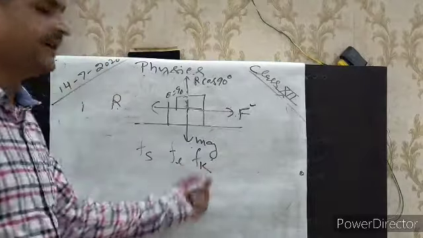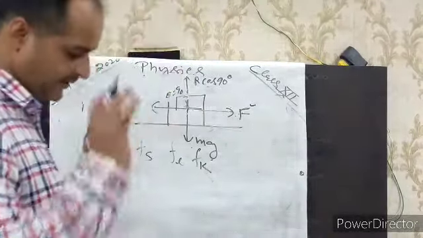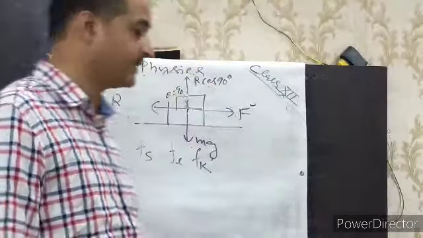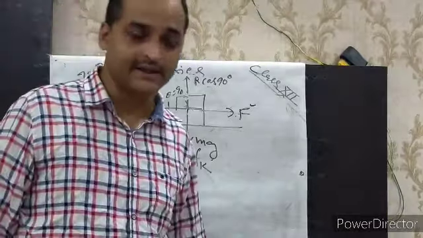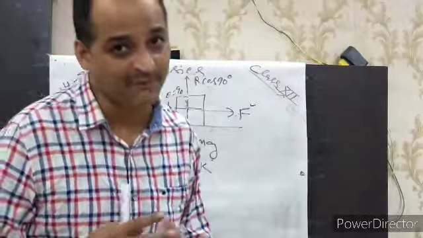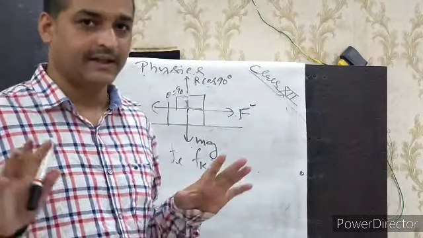Fk. What is Fk? Kinetic friction during motion. What is Fs? Static friction. When the body is static and you have applied force, there is a friction force, that is called static friction. And this limiting friction is the maximum friction force, the maximum force when the body is just about to slide. Is it clear? Okay.